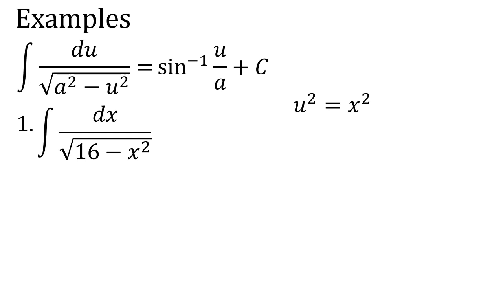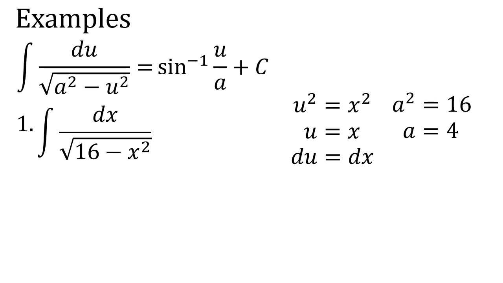So the first thing to do is to determine u squared. In this case, our u squared is equal to x squared, so u is equal to x. Then determine the value of a after getting the derivative of u, of course. Du is equal to dx. Then a squared equals 16, so a is equal to 4. So we will follow the principal root theorem because mathematically the square root of 16 is positive or negative 4, but by principal root theorem we will be using the positive root. Okay, so our answer will be arc sine x over 4 plus c.